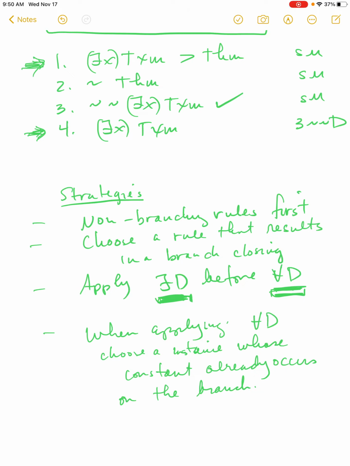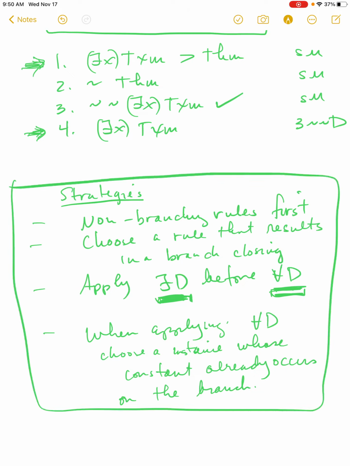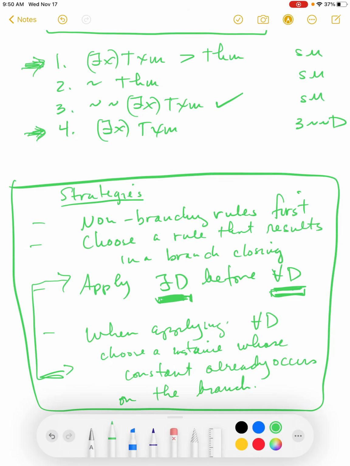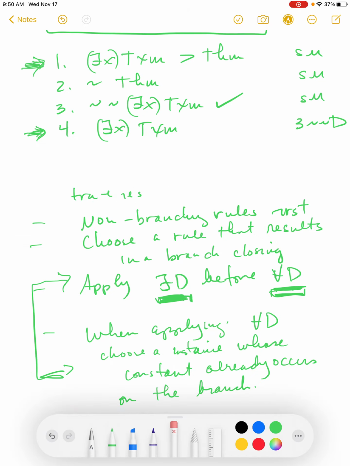Okay, so those are the strategies that we have for trees for PL. We've added these two strategies, and we'll see plenty of examples of using them. Okay, so now what should I do? Should I start the tree over again? No, I think I'll just erase this. You've seen it. And then just continue the tree.